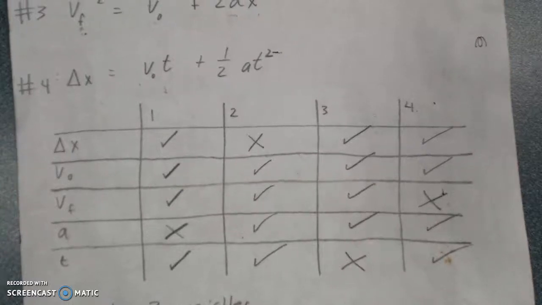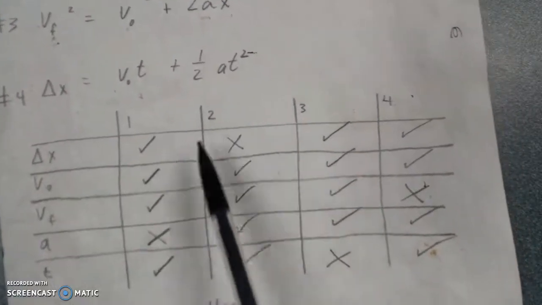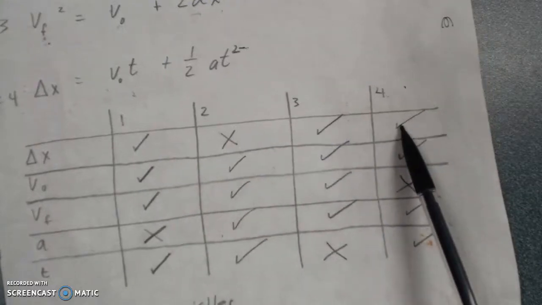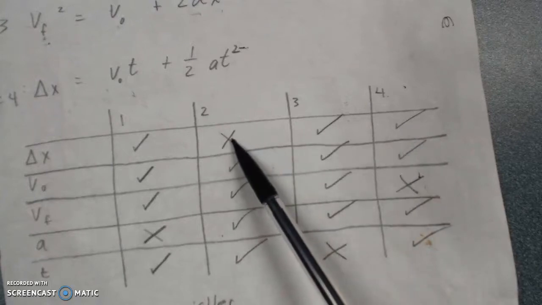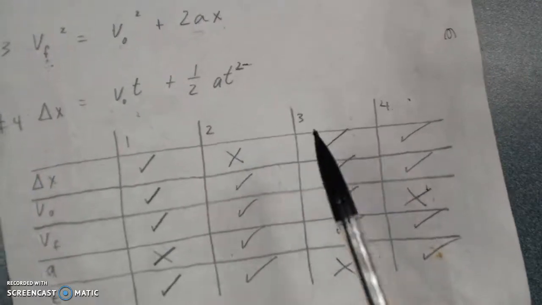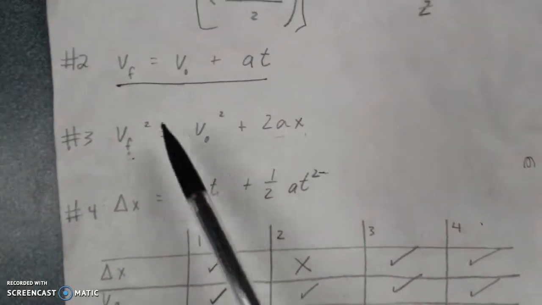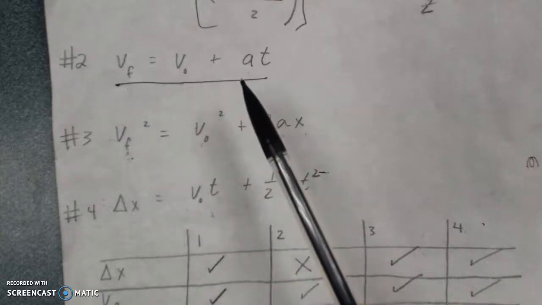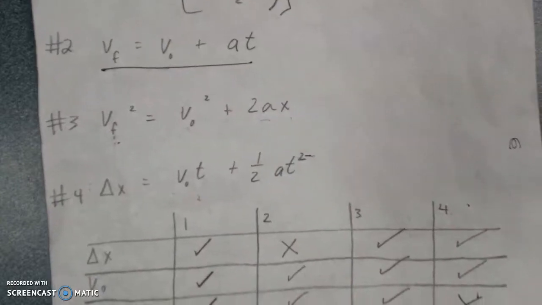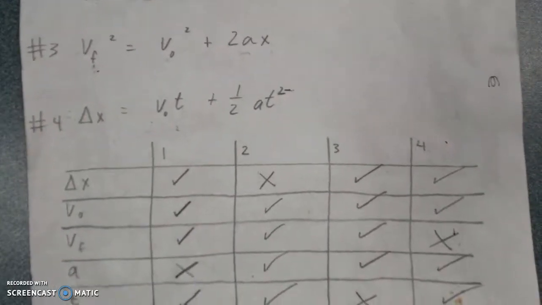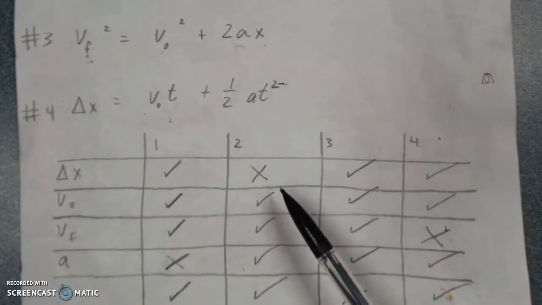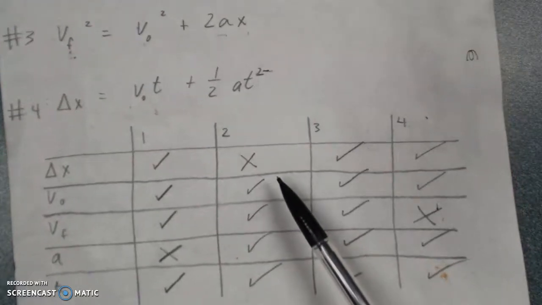And what that means is, if you look at this first row here, I have check, x, check, check. Well, what that means is equation number 2 does not include the variable position. So if we go back and look at equation 2, you can see how there's no delta x term in that equation. So when selecting which equation to use, you can go off of the variable that's not included. And I'll explain how to use that in an example here in just a moment.